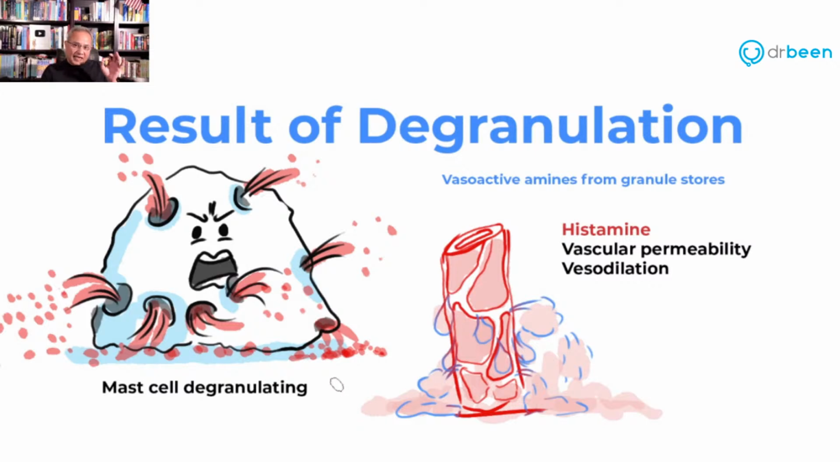So vasoactive means substances that are going to make our blood vessels do something. These are called vasoactive substances. So vasoactive amines are present. The most important one is histamine. Histamine will be released. When histamine is released, histamine is a potent vasoactive substance. It causes vascular permeability change. What does that mean? That means it causes gaps between the cells of a blood vessel.